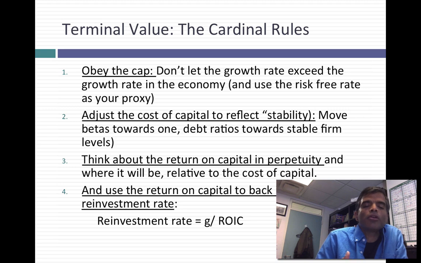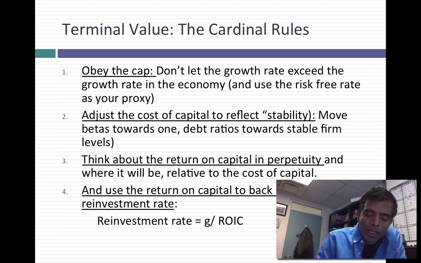First, as I said, obey the cap. The growth rate used in terminal value should not exceed the risk-free rate. Now, this is often not going to be an issue in past quizzes because I give you the growth rate in most of these problems. But even if I did not give you the growth rate, don't violate that rule. That's one rule that you cannot break and get away with.